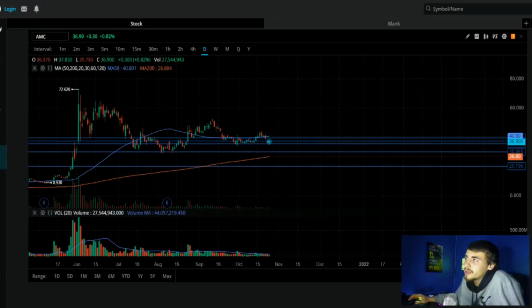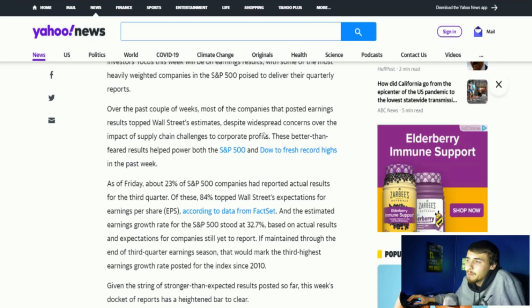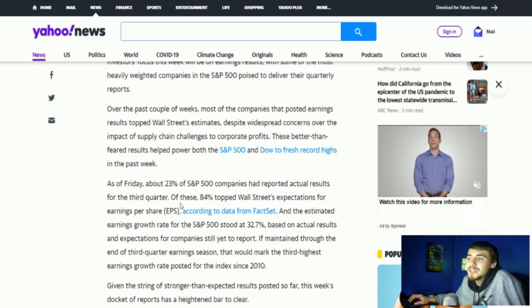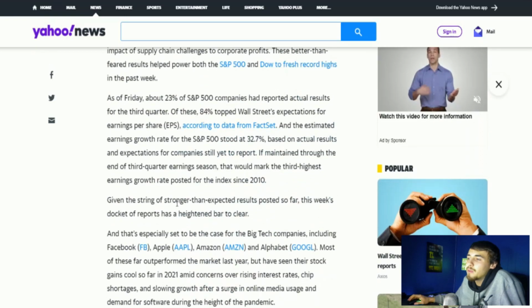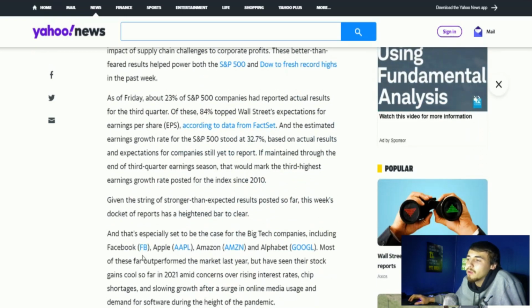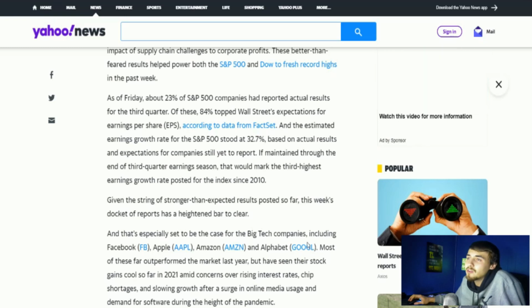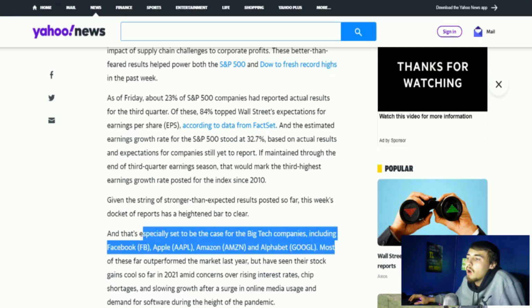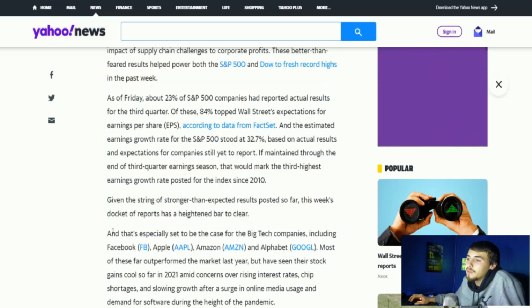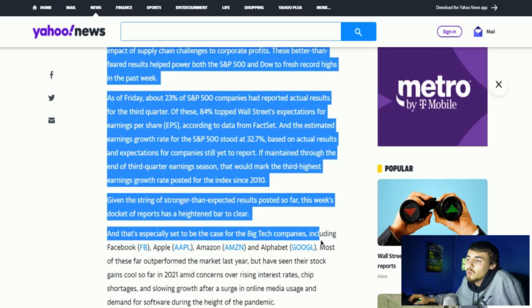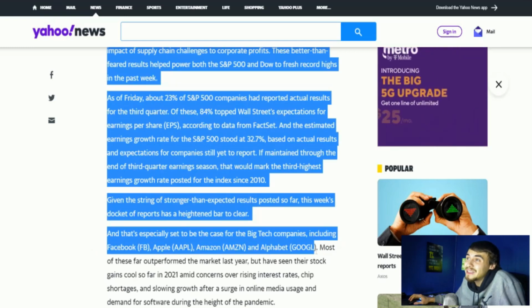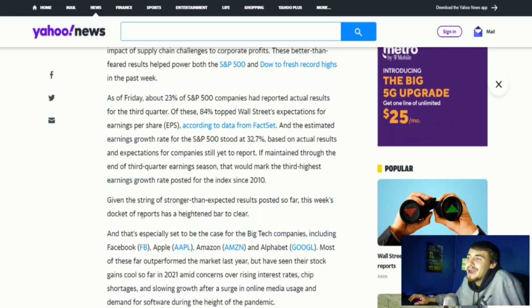One other quick thing that is going to directly have an impact on the markets and what AMC potentially is going to do is the fact that we are having a lot of big companies that are reporting earnings this week. Facebook, Apple, Amazon, Google, and Tesla already reported earnings. Including all of these companies, that's about 25% of the overall market cap. So this is a big deal. Investors want to see these numbers come in at least at expectations, if not higher than expectations.